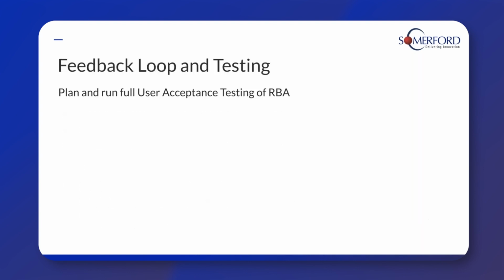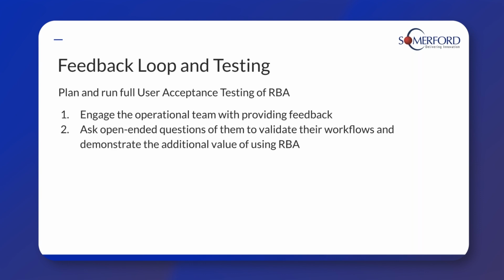So, feedback loop testing and UAT. Run a full UAT of RBA, engage the operational team, and make sure that they are ready to provide feedback. When we do UAT, we'll always make sure that we're asking them open-ended questions. We want them to evaluate their workflows to validate that what they would be doing using RBA aligns to how they perceive it to be. We're going to loop that feedback in so that we can build dashboards, response processes, and anything else we need to put in place to make it as good as possible for them.